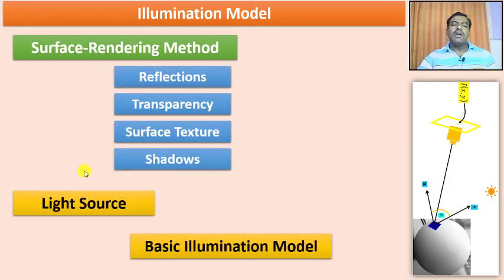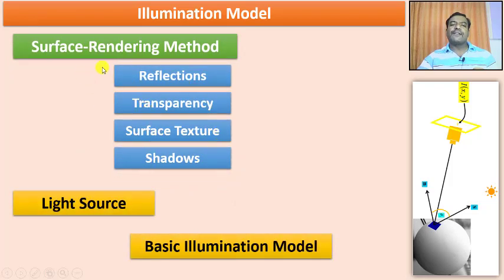And now when I talk about the surface rendering method, I told you it's going to be of two steps. The first step is we are going to define the surface property. The second is we're going to define the light property, that is the light source. We use the light source to define the light property, and the basic illumination model to define the surface property.